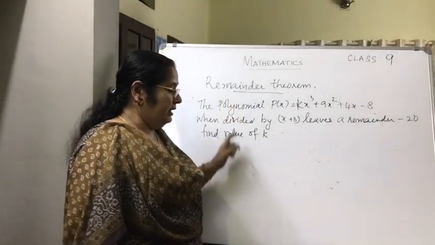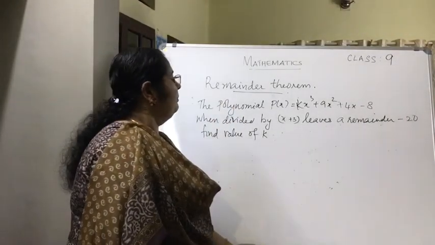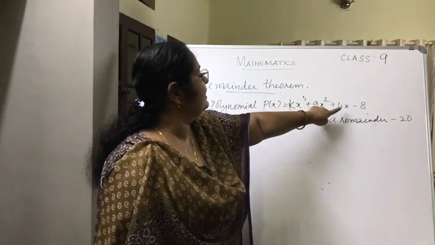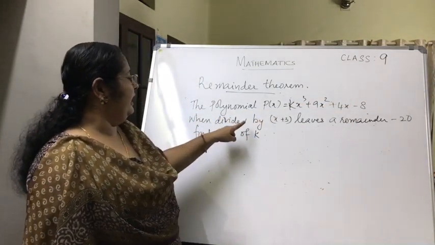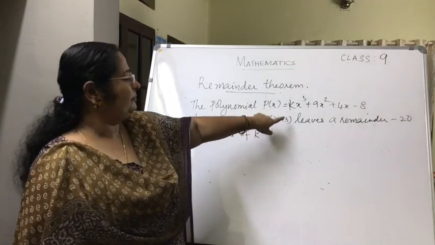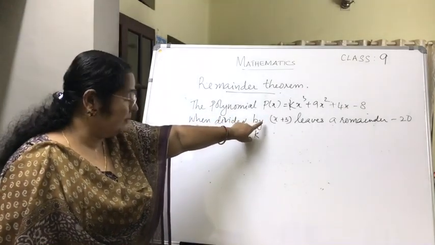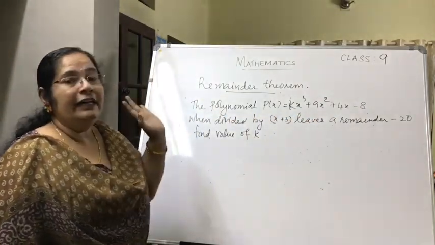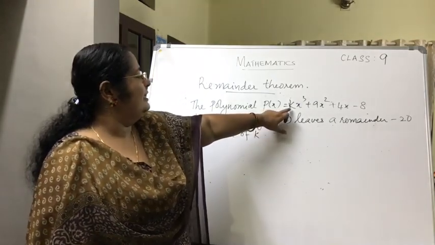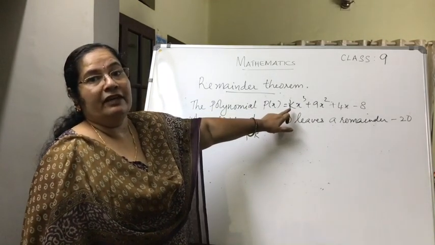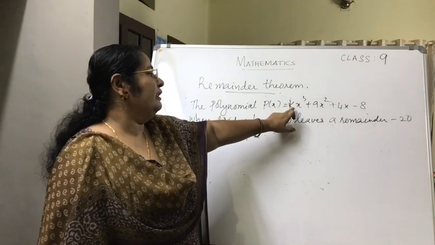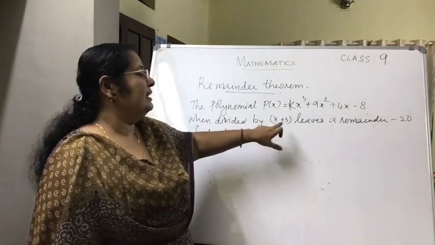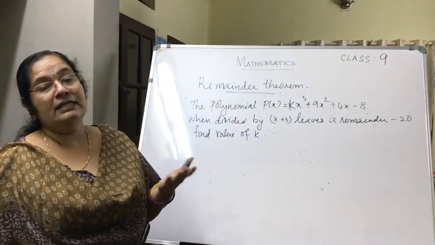Now, you have a question here. The polynomial p of x equals kx cube plus 9x square plus 4x minus 8, when divided by x plus 3, leaves a remainder minus 20. Find the value of k. Here a variable k is given, and you are asked to find the value of this k. When this polynomial is divided by x plus 3, it will have a remainder minus 20.